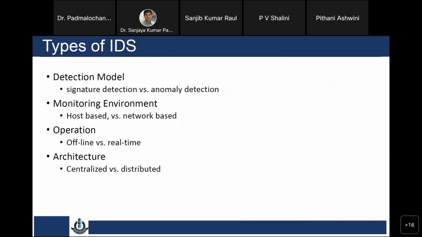And if we see the different types of IDS, mainly there are four classes. In the first class, you have detection model based IDS. So here you have signature based and anomaly based. Signature based basically works based on an existing database of attack signatures, and anomaly based works on behaviors. Okay. Monitoring environment, it can be host based or network based depending on the target system. Operation: intrusion detection system can work offline.